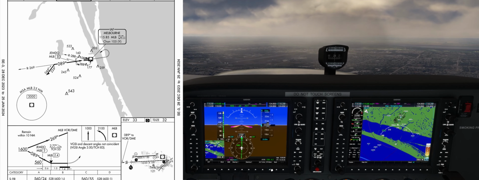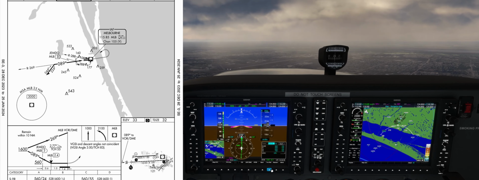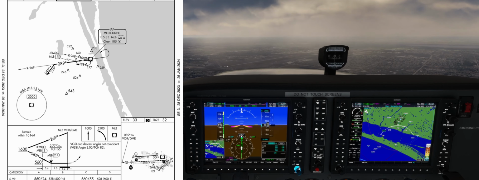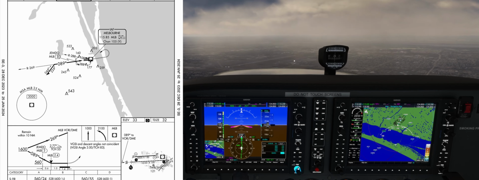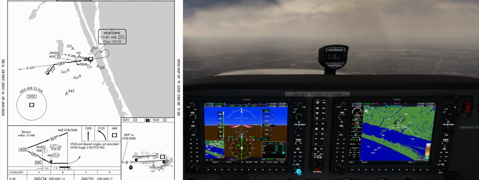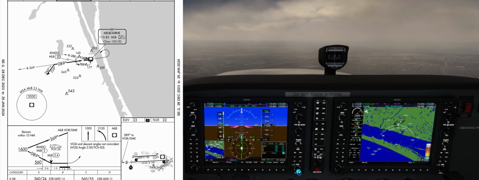How do we know when to initiate the procedure turn? If we go down into the vertical information, we can see that we need to remain within 10 miles of the VOR at or above 1600. The rule of thumb in the Cessna is about a 3-minute outbound leg, so even if our ground speed is fast, say 120 knots, we'll cover no more than 6 miles on the outbound leg before initiating the procedure turn, and thus remaining within the 10 miles from the VOR.